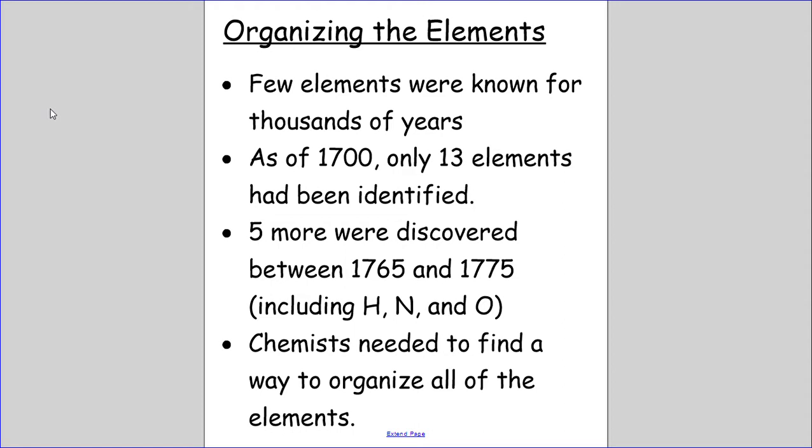And we were just starting to figure out what's an element and how is it different from a compound, and how they are unique, what kind of properties they have, and that sort of thing. Five more elements get discovered between 1765 and 1775, including 3 gases: hydrogen, nitrogen, and oxygen. With this addition of elements, chemists needed to find a way to organize them and come up with an idea of how they look on the table.